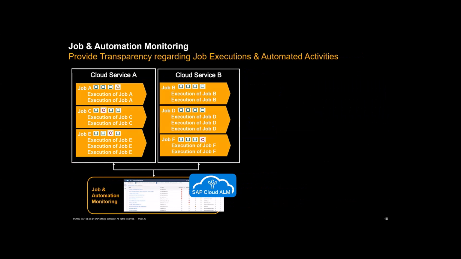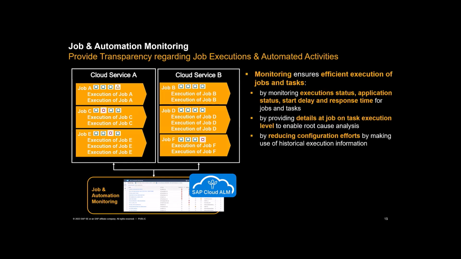This is the job and automation monitoring. And here the task is quite straightforward. We like to make sure that application jobs, which are also running, for instance, in S/4HANA Cloud or in IBP or in Marketing Cloud and other solutions, that you can monitor these ones. But even more important, that you can also monitor centrally our, let's say, automation capabilities.